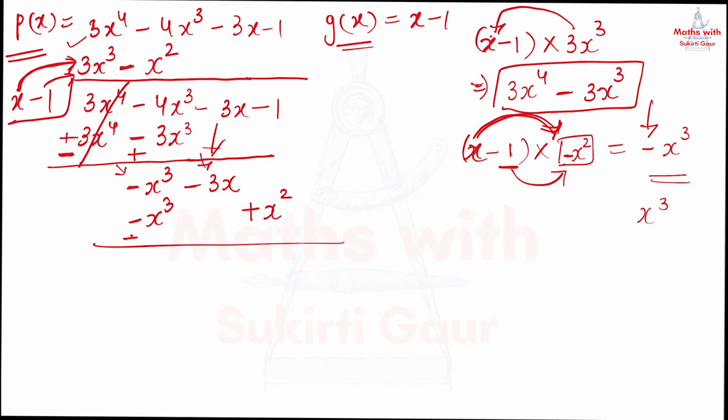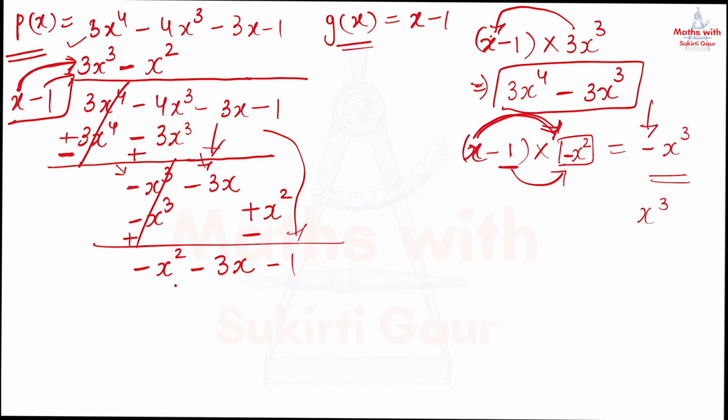Now this will become plus, minus 3x will remain as it is, and this plus x square will also become minus x square. So it will get cancelled. We are left with minus x square. Its power is greater than 3x, so we are going to write it in order. Minus 3x, and this term is going to get down here. Okay, now we are left with minus x square minus 3x minus 1.